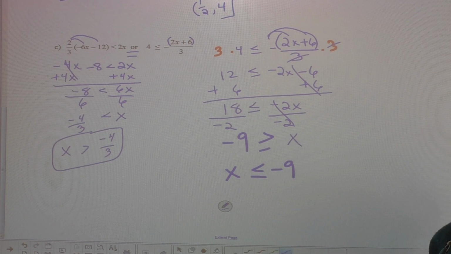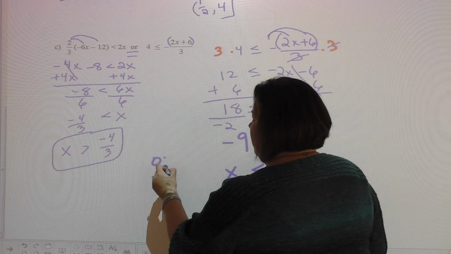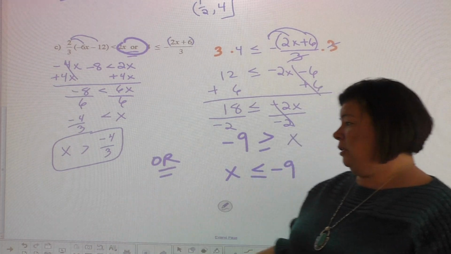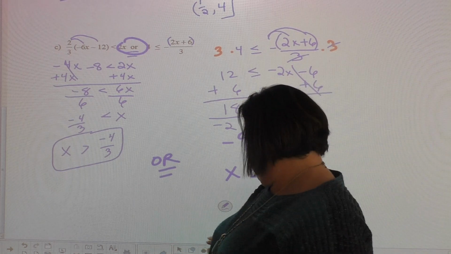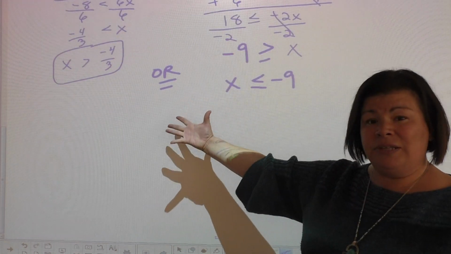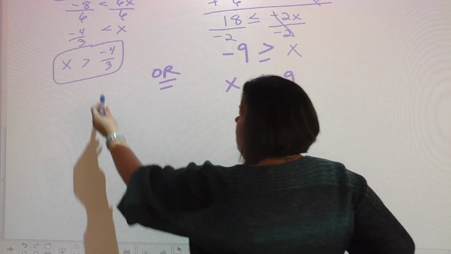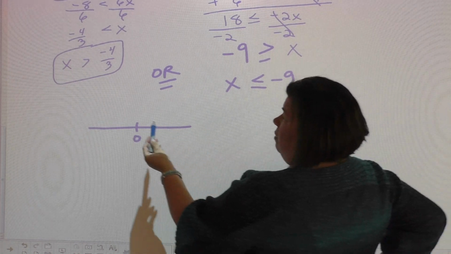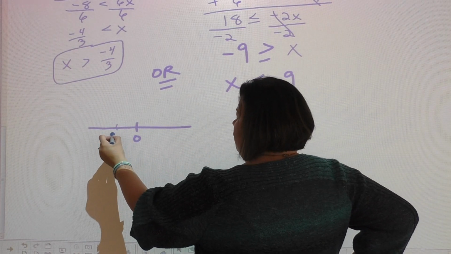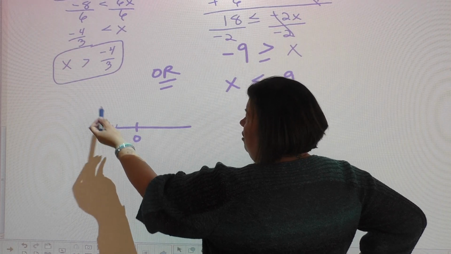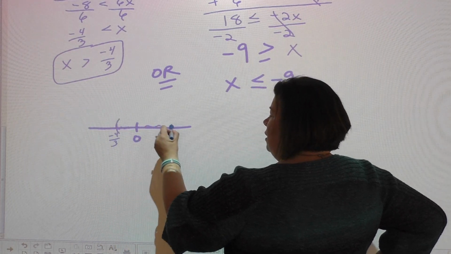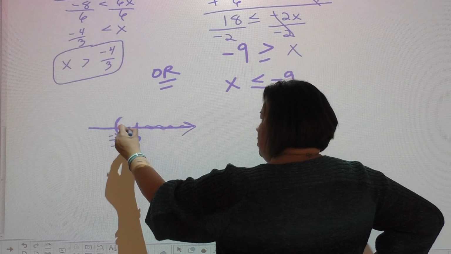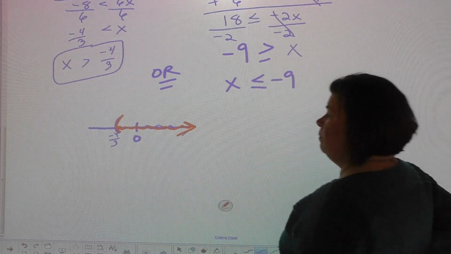All right. So in this case, this is an OR problem because we were told up here that it was an OR. So I'm going to graph this solution and this solution, and then unite them because the OR tells us to unite both solutions. So I'm going to graph this top solution here first. So x is greater than negative 4/3. So negative 4/3 is somewhere right here. So everything greater than that would be going in this direction. So I'm just going to shade, sorry, open interval.